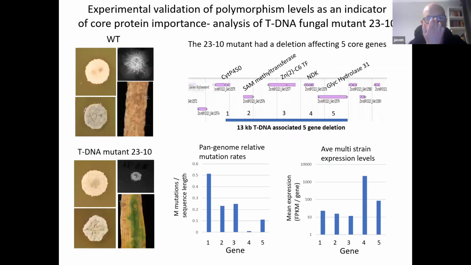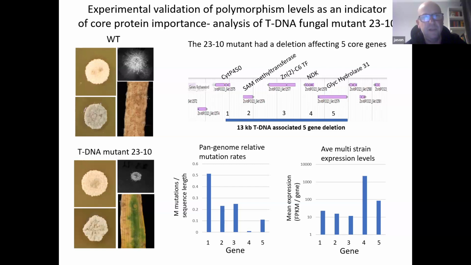And to test this in the lab, we had a T-DNA fungal mutant. We generated this by random T-DNA mutagenesis some years ago. It was called 2310, so it was the 10th colony picked from experiment 23. That's the basis of the name.